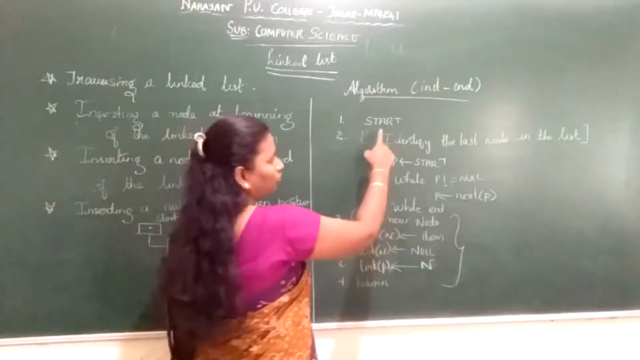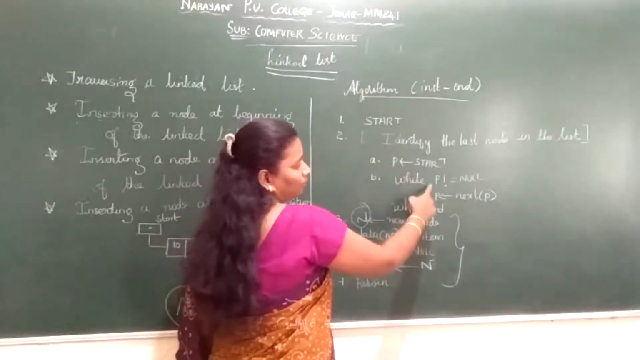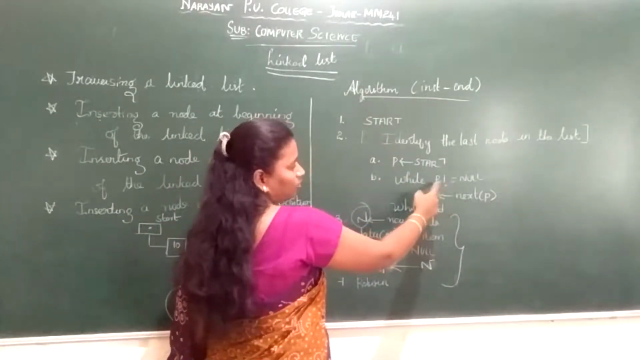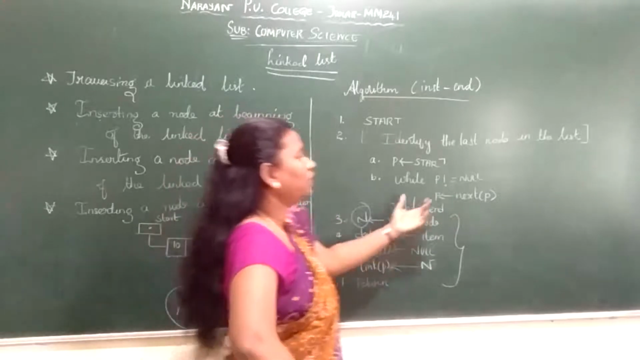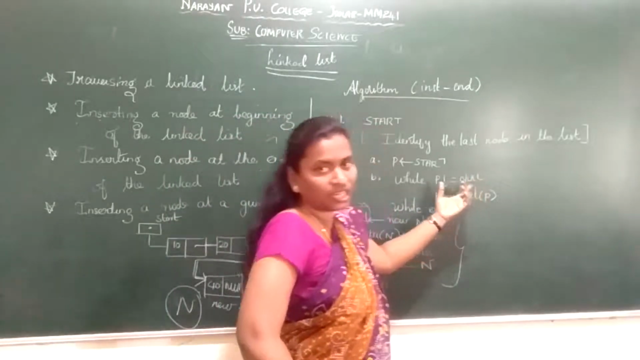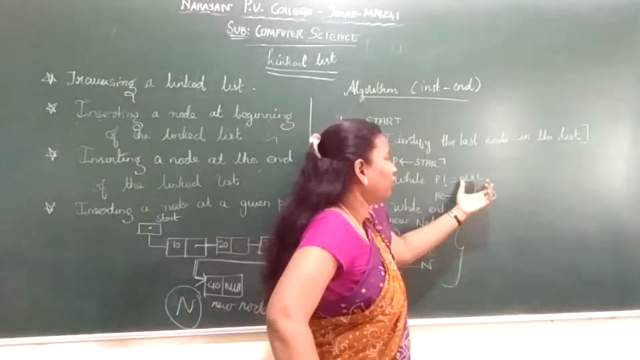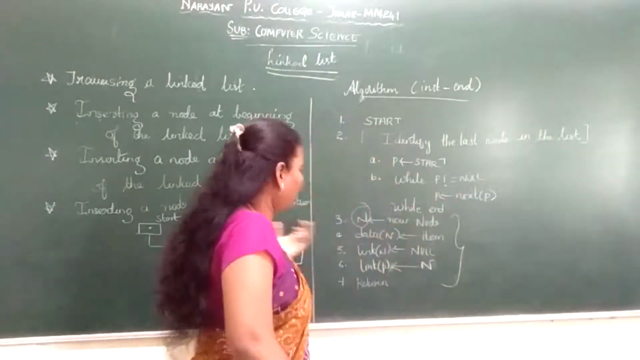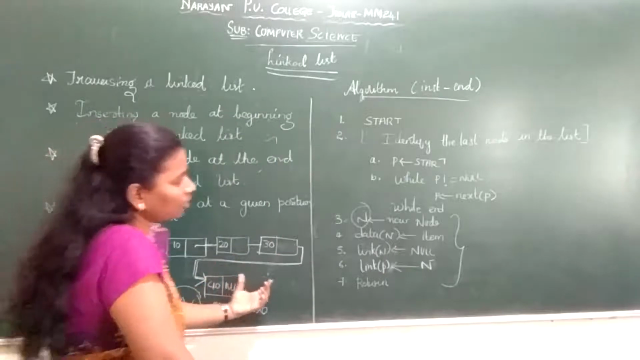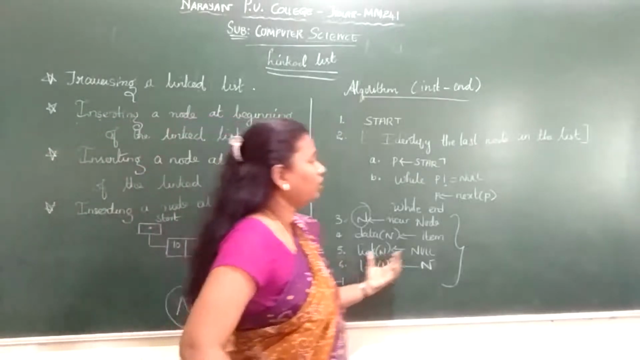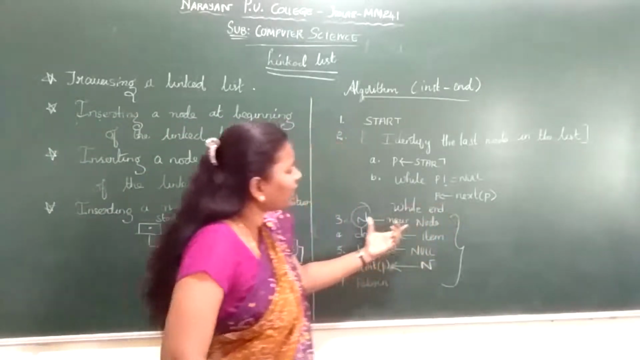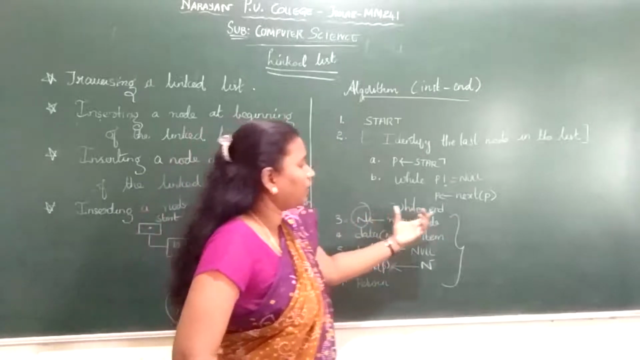First what we have to do? We have to identify whether P is equal to null. If P is equal to null, that means we have reached the end of the linked list. So as long as P is not equal to null, we will keep on traversing the linked list. When P is equal to null, we just end, and we have identified that P is equal to null.